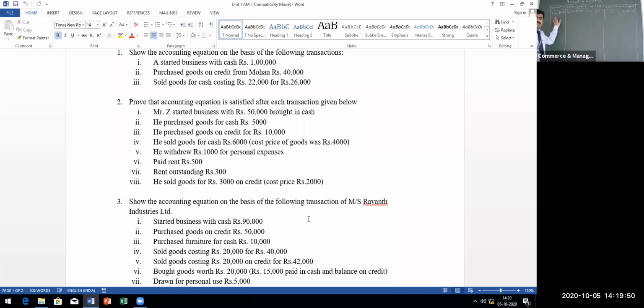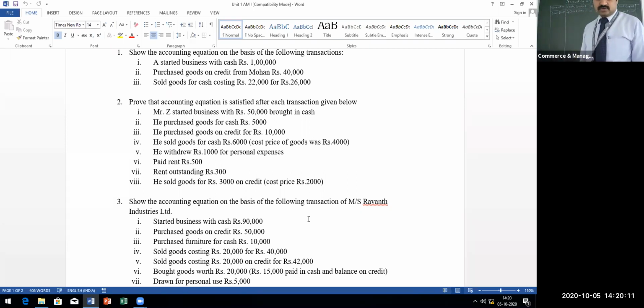So this was the new equation. We stopped here in the previous class. Any doubt till now? We have 45,000 plus 5,000 is 50,000 on the left hand side. On the right hand side also we have 50,000. So both are equal, both are tallying. Now we'll go to the next one. What is the third transaction?